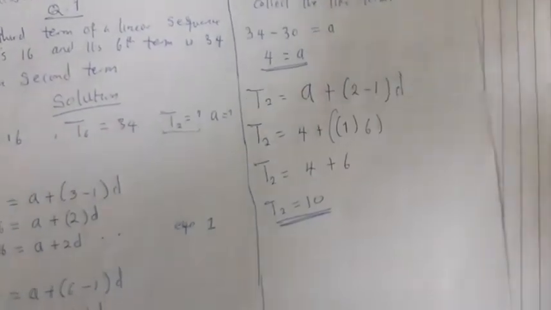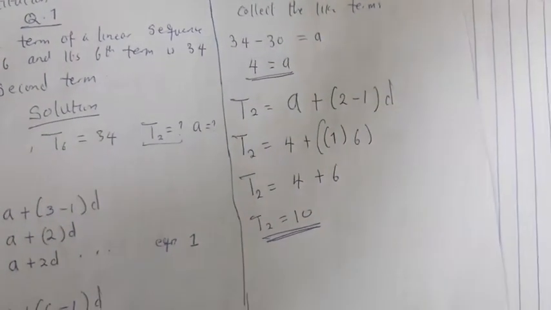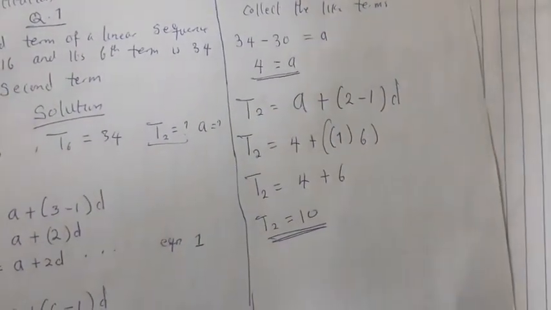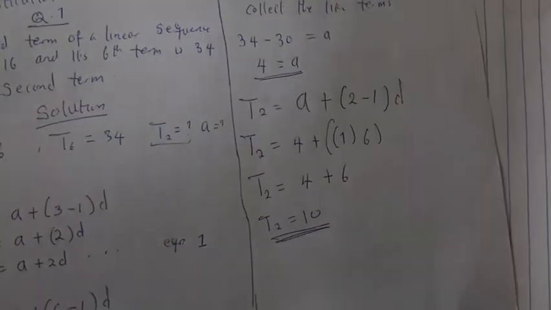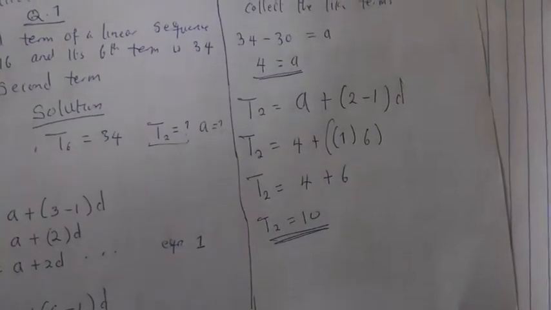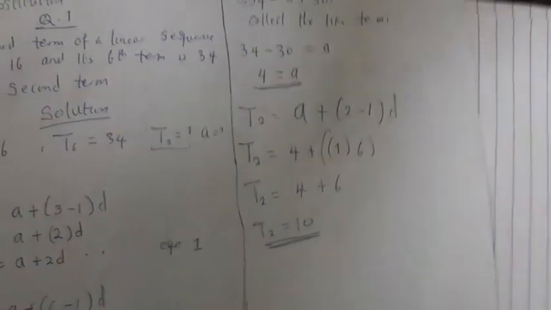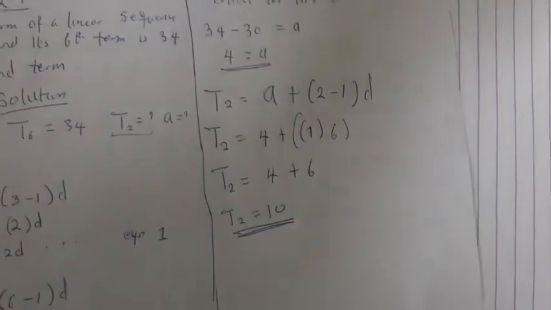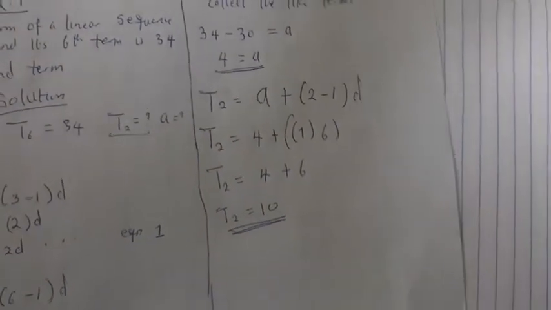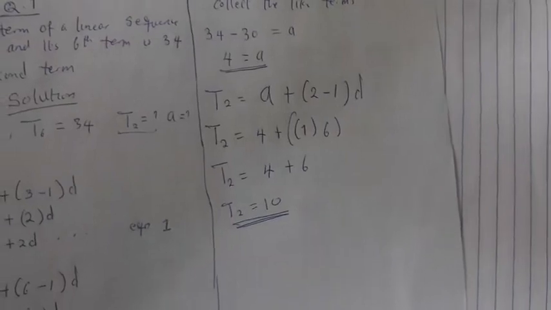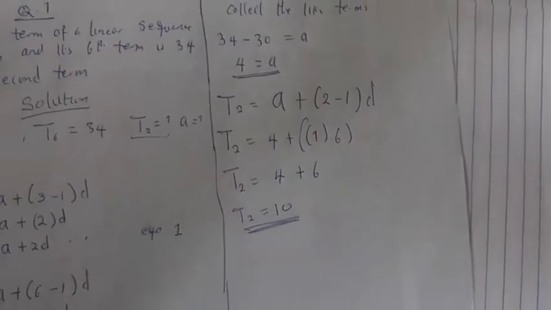From here, you can look for any other thing that you wish to know. You can wish to search for the 50th term, 100th term, 500th term. This is how to solve simultaneous equation with two unknowns.